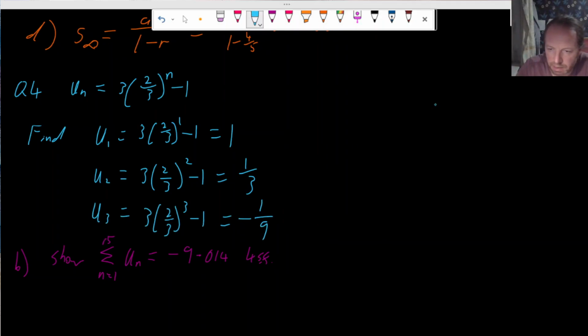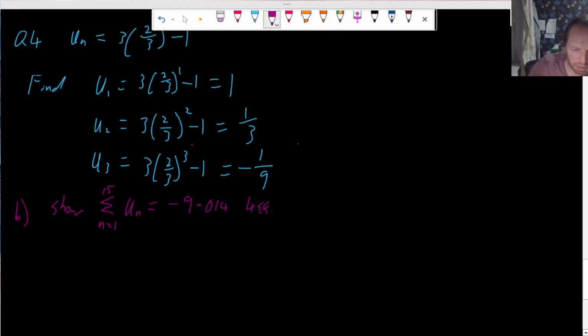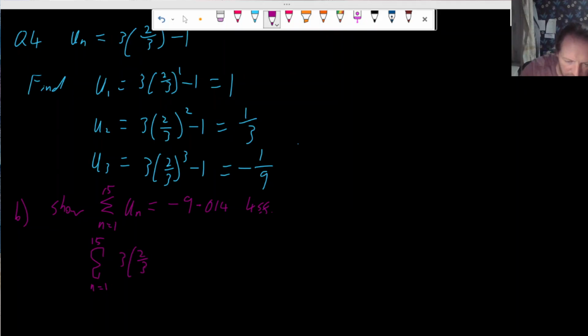Right, that's that. What do we have for the next part? Show that the summation of n equals 1 to 15 of u_n is equal to minus 9.014. Okay, so let's put in a u_n for there. So we've got the sum of n equals 1 to 15 of u_n, which is 3 times (2/3)^n minus 1.